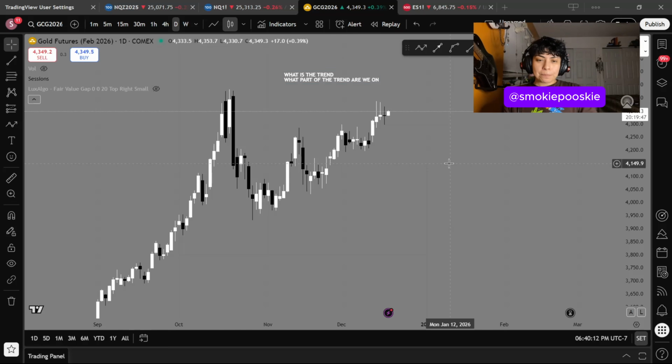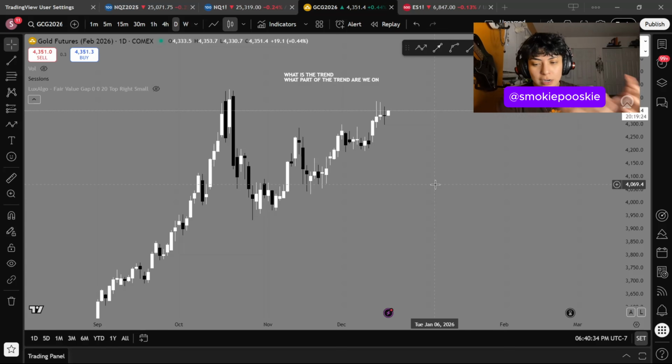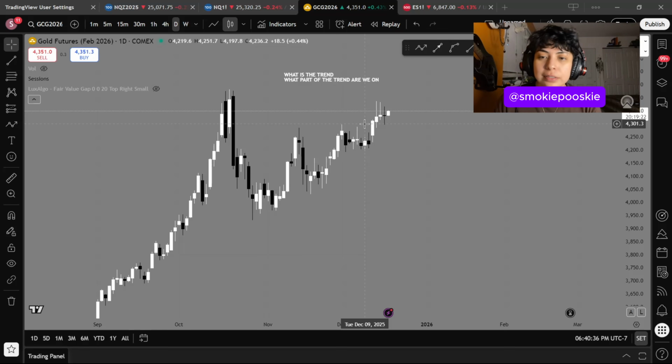Okay, and also what part of the trend are we on. Let's say if you're on the continuation, then you know you're not on the correction or the indication or anything like that. Or if you're on the correction, you know it's not the continuation. So it's good to know, and it's good to also not know. I don't know. Take it as you will.